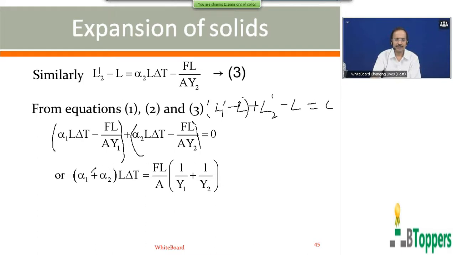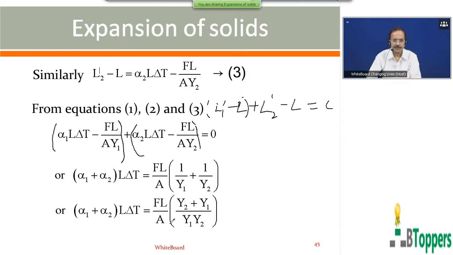This can be simplified for finding FL by A. So collecting the terms containing the coefficients of linear expansion to the left side and terms containing Young's moduli to the right side, you get alpha 1 plus alpha 2 into L delta T equal to FL by A into 1 by Y1 plus 1 by Y2. So this you can write next as alpha 1 plus alpha 2 into L delta T equal to FL by A into Y1 plus Y2 by Y1 Y2. So those who are writing the notes, please take a pause and finish writing the notes up to here.